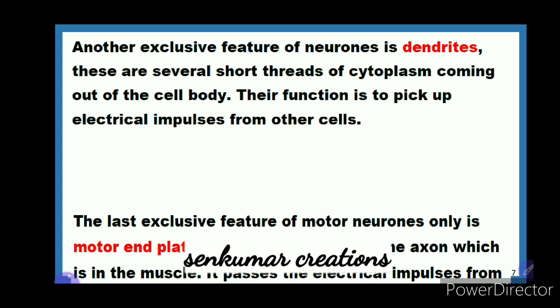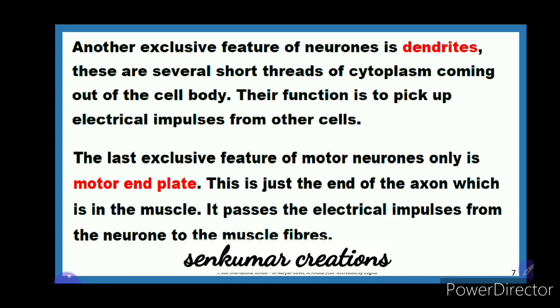So the last exclusive feature of motor neurons only is the motor end plate. That part is the motor end plate. This is just the end of the axon, which is in the muscle, and it passes the electrical impulses from the neuron to the muscle fibers. Okay, from the neuron to the muscle, the response is given through this motor end plate, we can say. Okay, students.